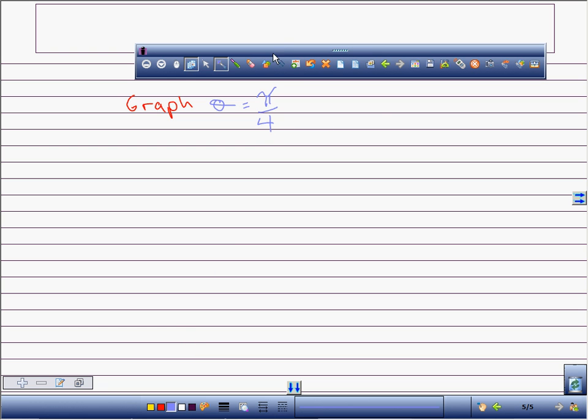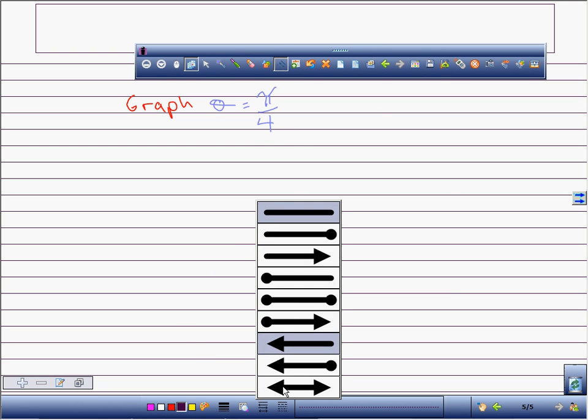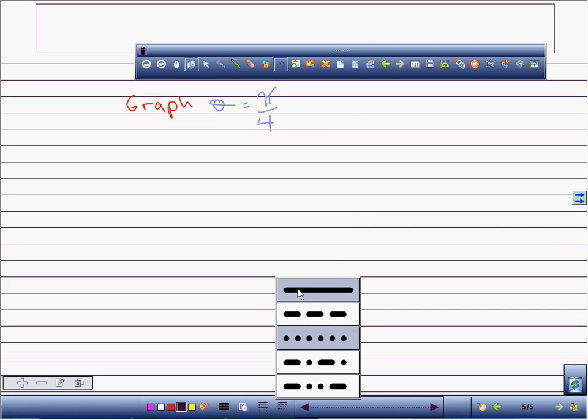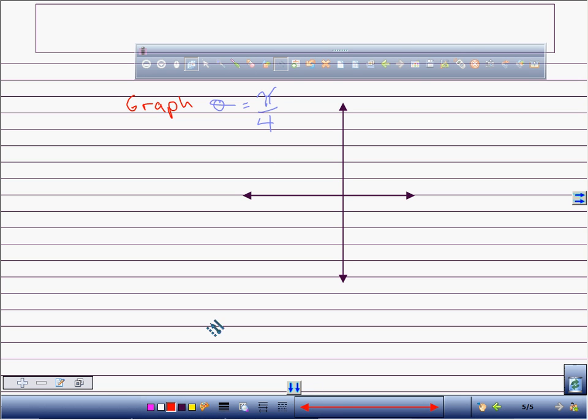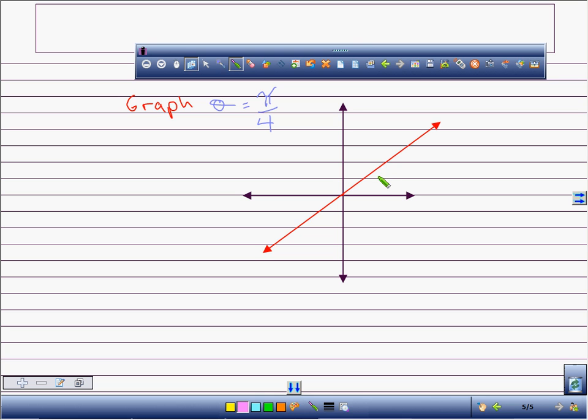It's a line, because if I were to draw an axis here and here, it's a line that always has an angle of pi over 4. The angle that it makes with the polar axis is pi over 4, which is 45 degrees, right? So if I drew it like this, it goes through the origin, and this angle here is pi over 4. So that just makes a line.